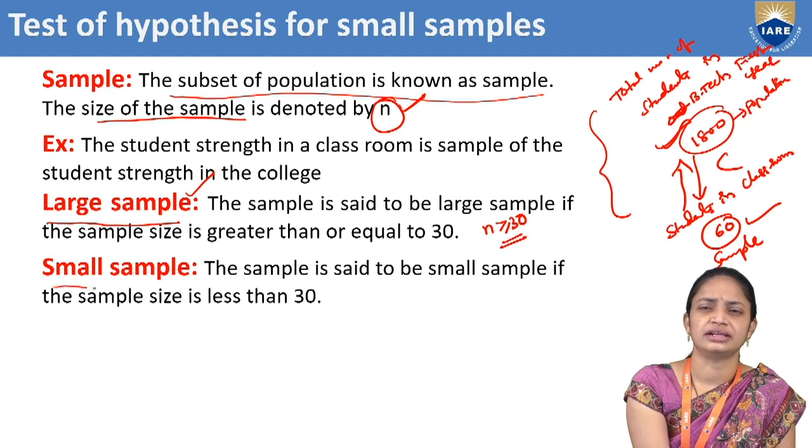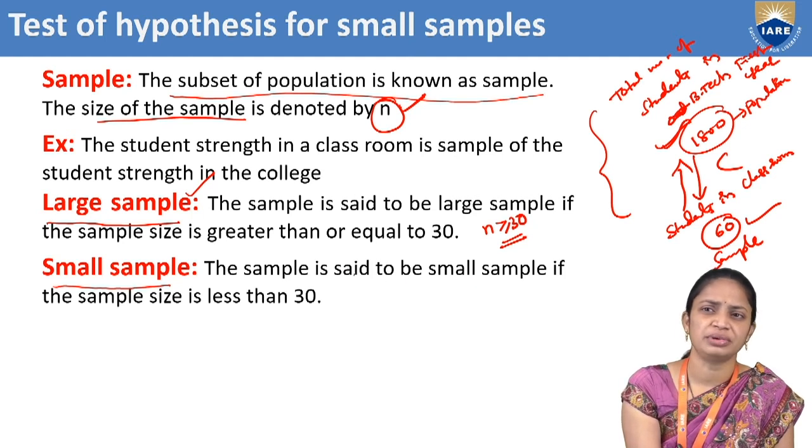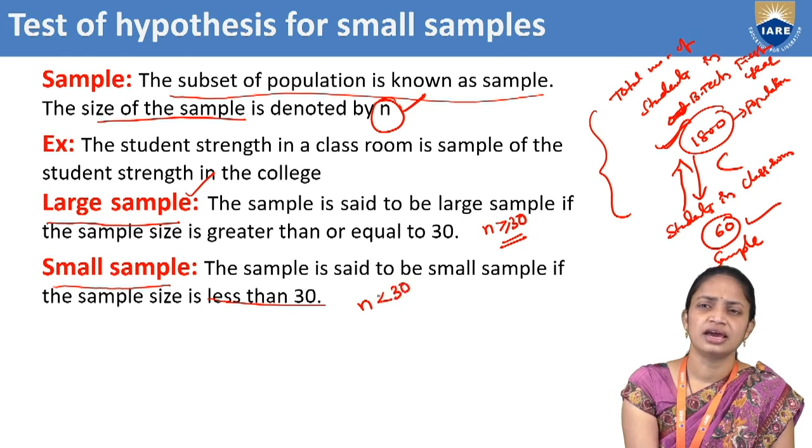Like that, a small sample. A sample is said to be a small sample if the sample size is less than 30. The sample size is denoted with small n. If small n is less than 30, then we can say that it is a small sample.